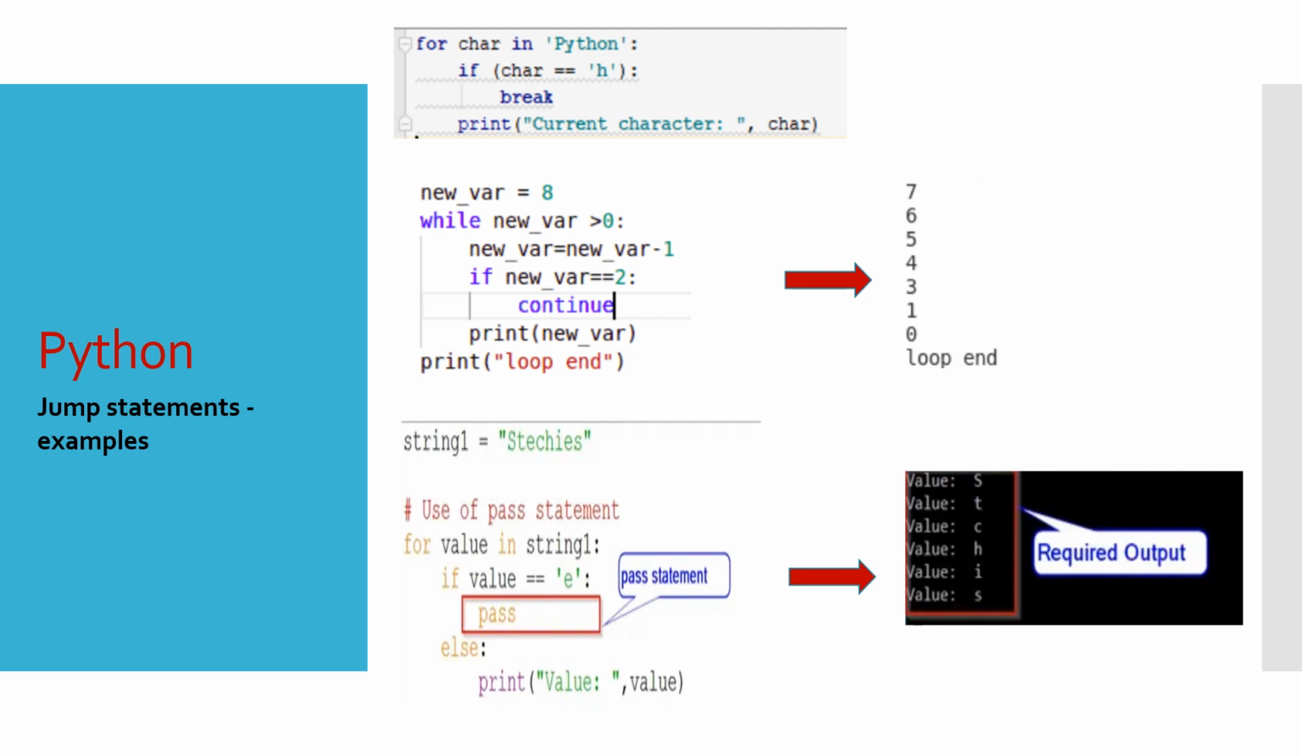The last statement is pass. In this case, there is an if condition, but it's saying when the value is meeting the e value. So when the string value comes to e, don't worry about it, just skip and keep printing the other ones. It ignores that statement and keeps going and prints everything except e on the right side. You can see that.